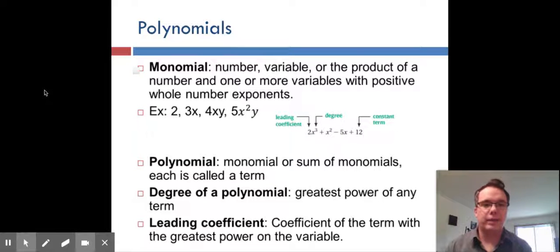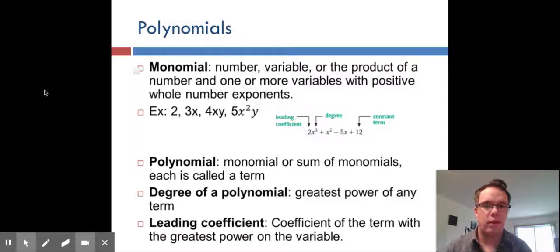All right, to know what a polynomial is, we're going to start with the smallest polynomial, which is a monomial. So mono means one, and nomial means term. So that means we have one term. And remember, a term can be a number, a variable, or any product of a number and variable. So examples of monomials or terms are 2, 3x, 4xy, and 5x squared y. Then when we put lots of these together, or we have more than one, they're called polynomials.